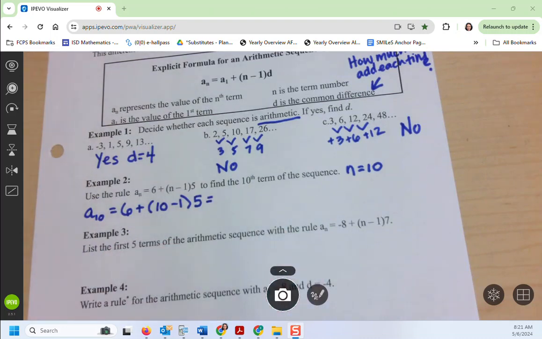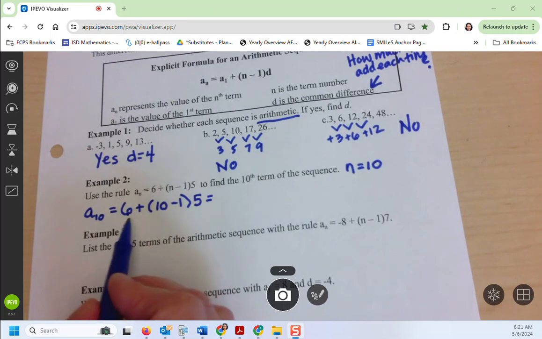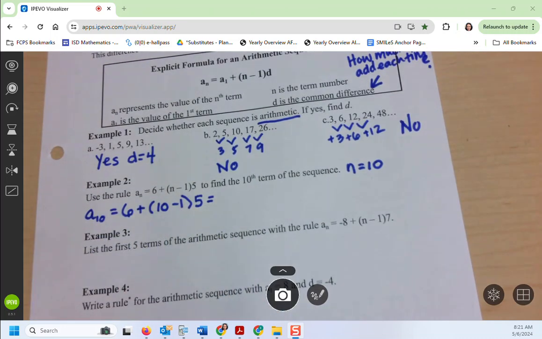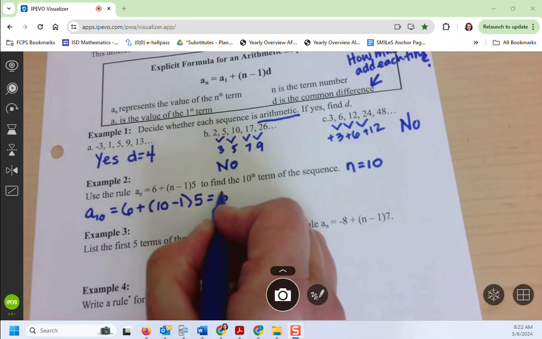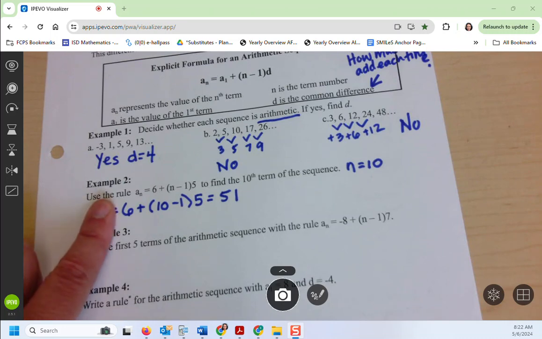Now the TI calculator knows order of operations, so if you've put the 10 in for your n, then you can substitute this all into the calculator at once. It will do the correct order of operations for you. All right, so this should be 51 here. Questions? Yes? Oh, you're not going to write that. That's a good question. So you just start with the 6, okay?